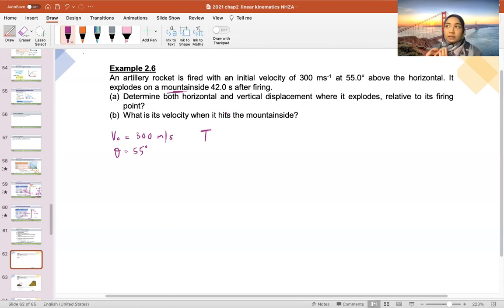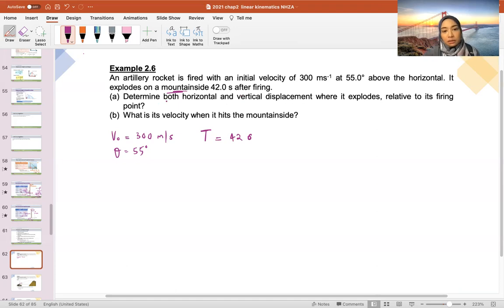Apa yang kita tengah buat ni? Kita tengah shoot something, a bullet maybe. I don't know what we're shooting. Let's just call it a bullet. We're shooting a bullet using the rocket. I don't know if that makes sense. But the total duration to land is 42 seconds. Okay, it takes 42 seconds to reach the mountainside after firing.